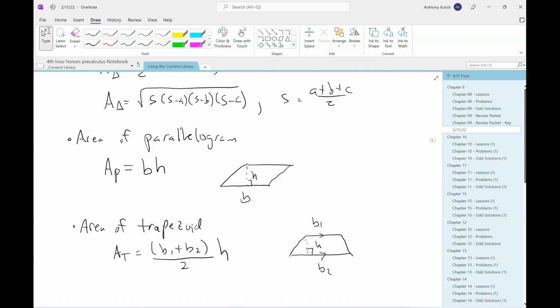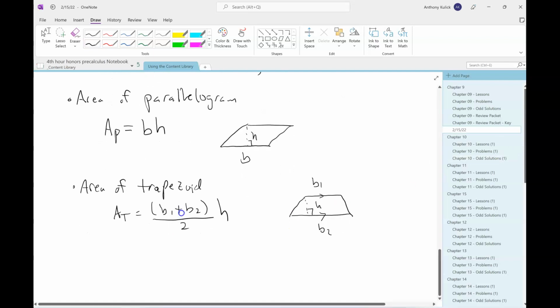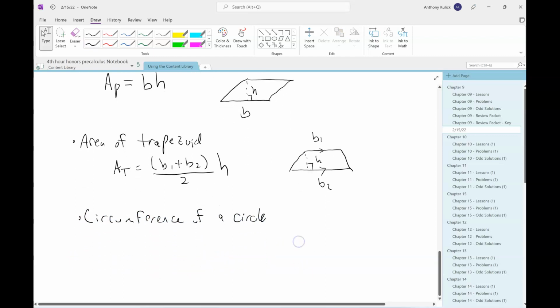So far, so good. How about the circumference of a circle? Anybody remember that formula? 2 pi r. That's good. How about the area of a circle? Yup.